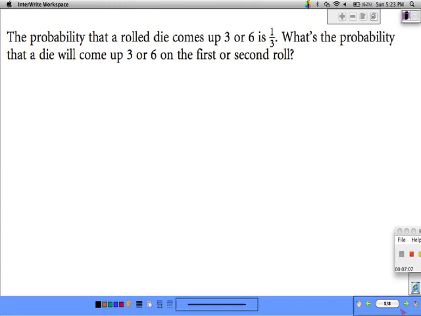We can easily see that the probability that a rolled die comes up a 3 or a 6 is 1/3. Probability of 3 is 1/6. Probability of a 6 is 1/6. 6 or a 3, we add them together and get 1/3. What's the probability that a die will come up 3 or 6 on the first or second roll?